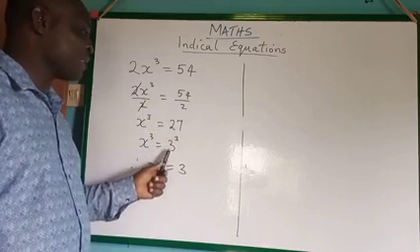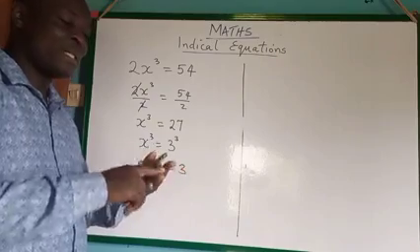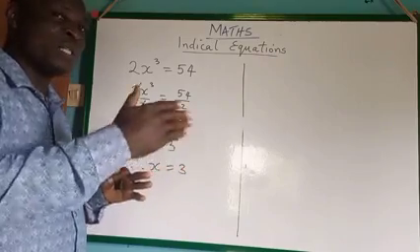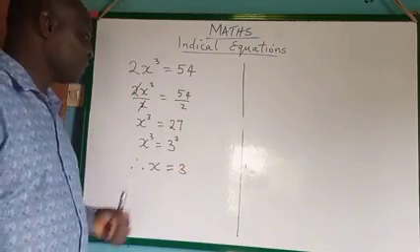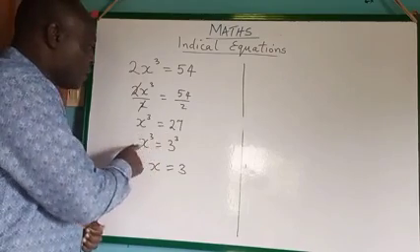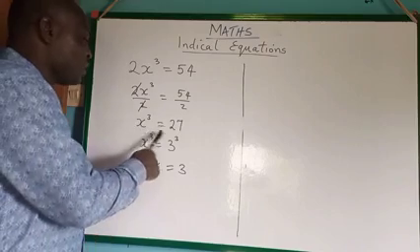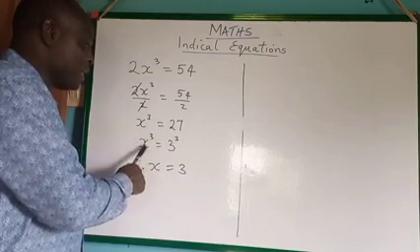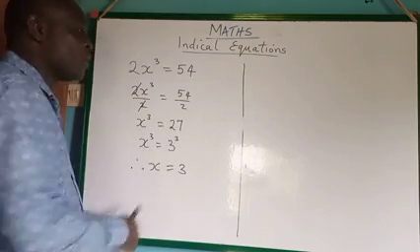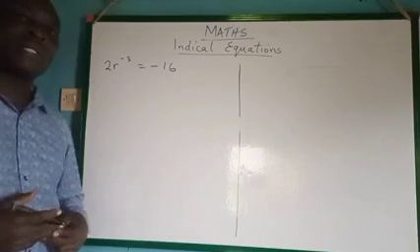27 can be expressed as 3 raised to power 3 because 3 times 3 times 3, as 3 into 3 places multiplied, is 27. Now, since the powers are equal, it also means that the root numbers are equal. So if 3 is equal to 3 as in power, meaning x is also equal to 3, that's how we have this value.